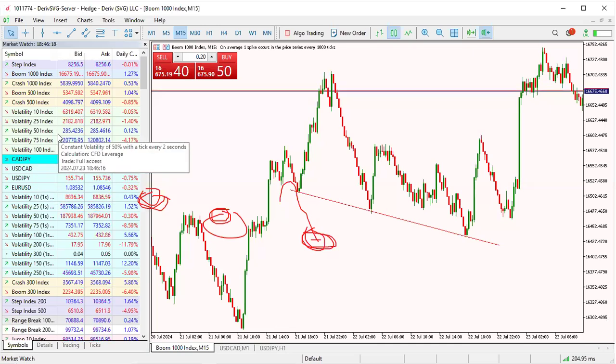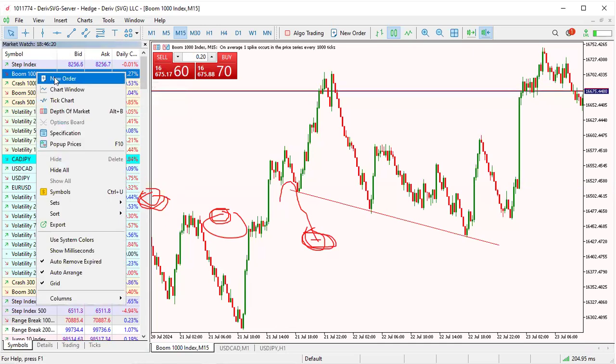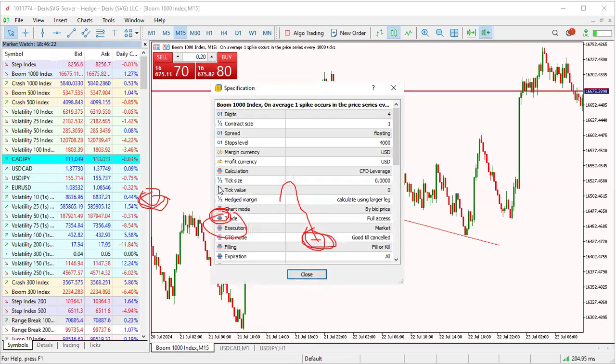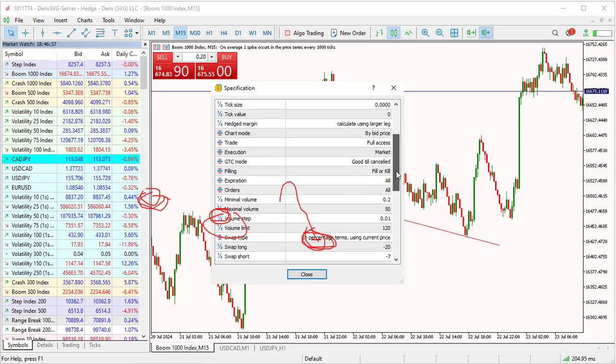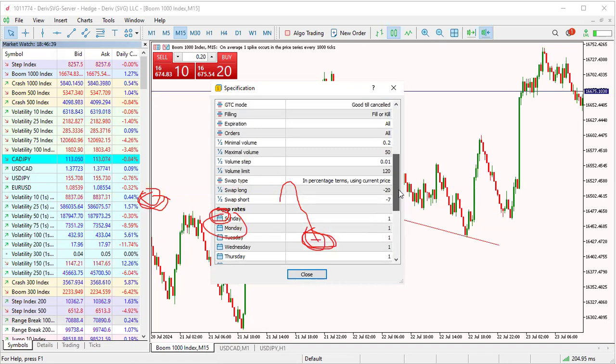We are on Boom 1000. You right click, then you come to Specification. It will show you what the minimum lot is. We'll get to the lot size soon because lot sizes differ. They vary according to instruments. So if you are not sure what the minimum lot is, you come to Specification, then to Volume, Minimum volume, and it's 0.2.